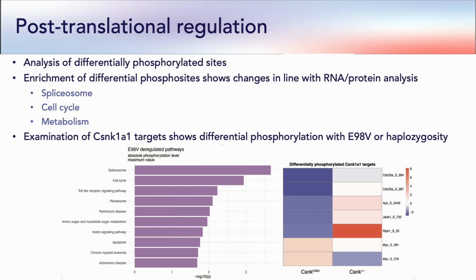In addition to this, since casein kinase is a kinase, we are already aware of some of the targets that it would phosphorylate. So we can look at the phosphorylation levels of those sites in our data, and we do see a significant number of sites which show differential phosphorylation with the E98V mutation, and most of these phosphosites are downregulated, which would suggest that the casein kinase E98V results in a slight loss of function of the kinase.